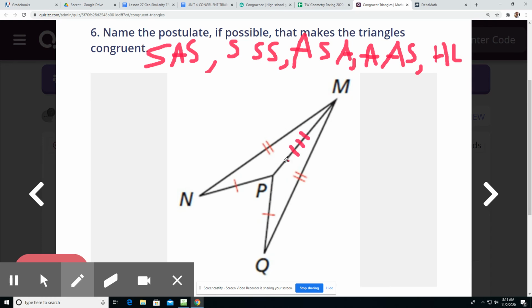So I'm going to go ahead and, since they share that side, I'll give it some tick marks that they share. So we got 2 tick marks, 1 tick mark, 3 tick marks, side, side, side, on both triangles. So by side, side, side, they are congruent.